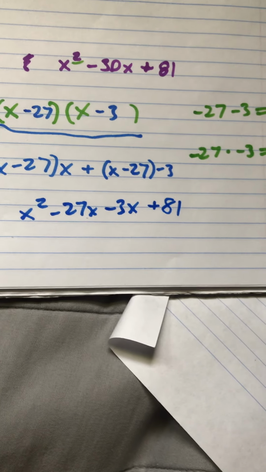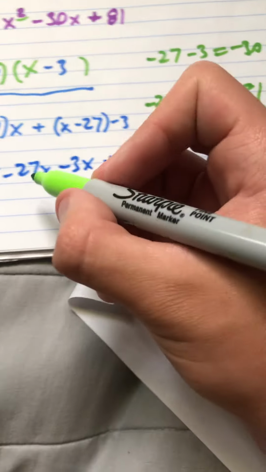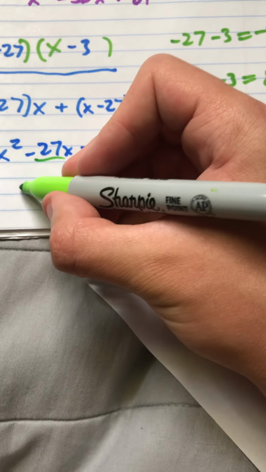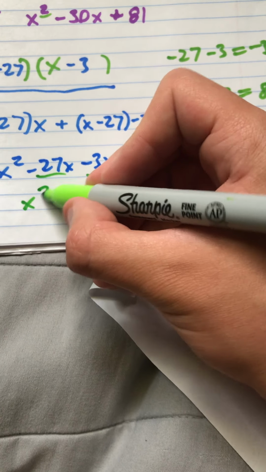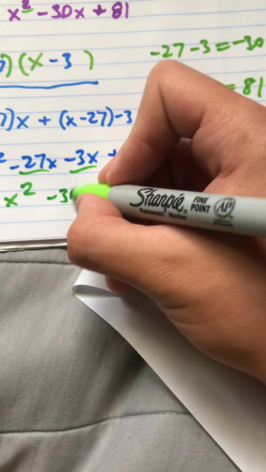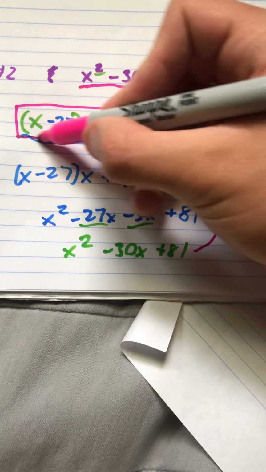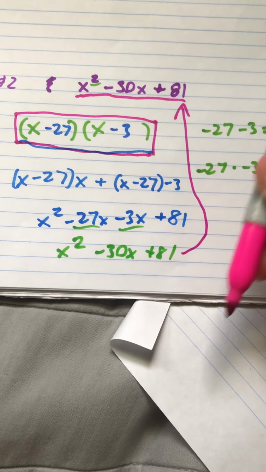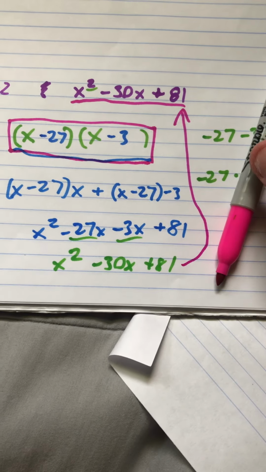And then, if you combine like terms here, negative 27 and negative 3 right here, to check it, it'll be x squared minus 30x plus 81. And as you can see, that'll match the original problem here. So that means that this right here is the final answer. (x - 27)(x - 3) is the factors of that problem.